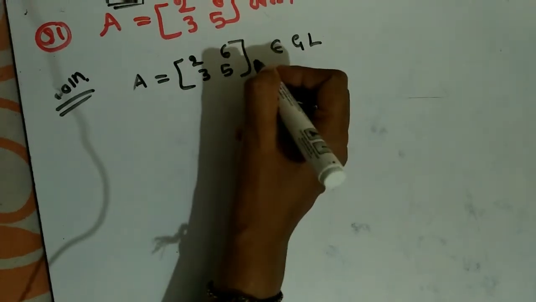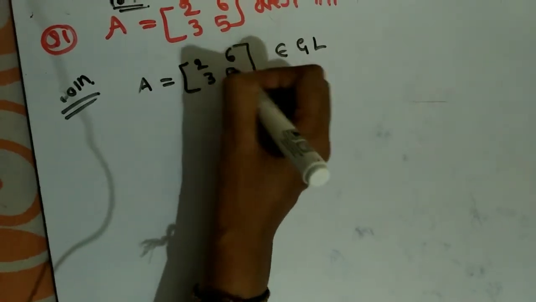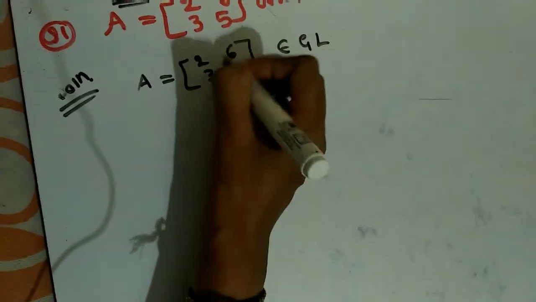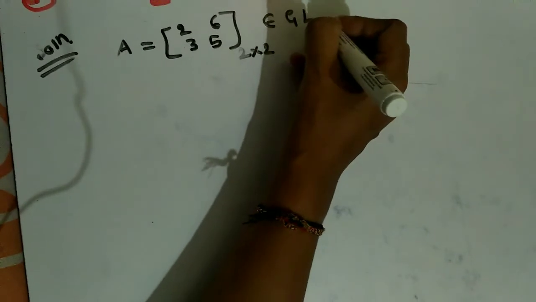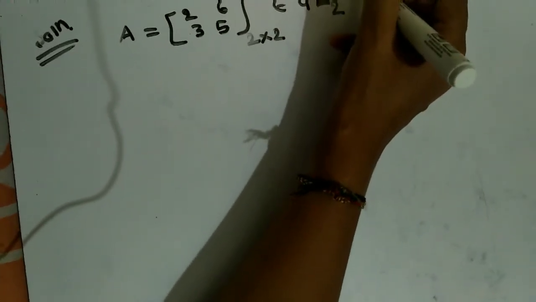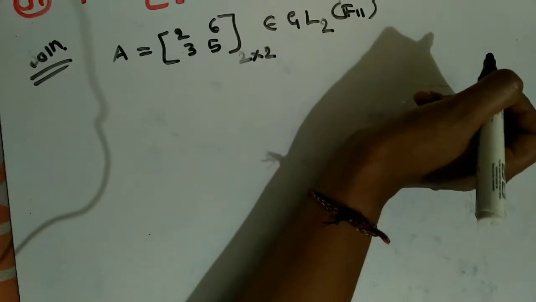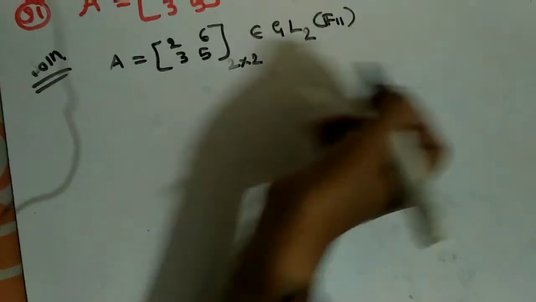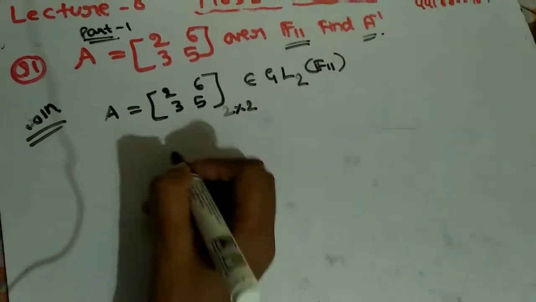Why is it 2 cross 2? Because it has 2 rows, 1 and 2, and 2 columns. Therefore, the order of this matrix is 2 cross 2. And what is our field here? The field is F11. So they asked for finding the inverse.